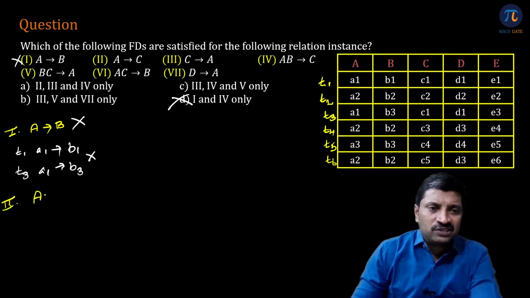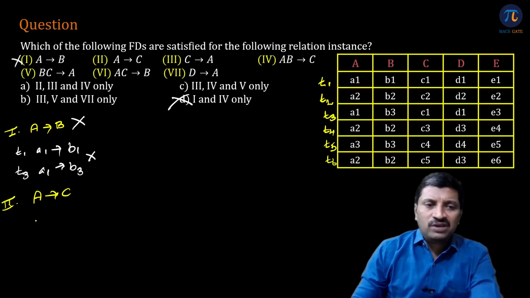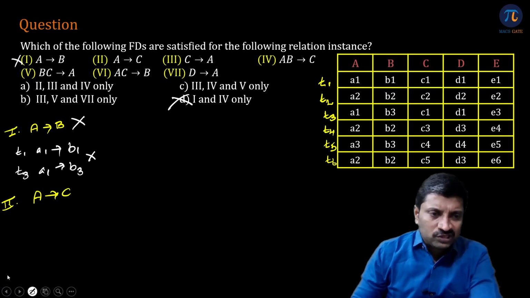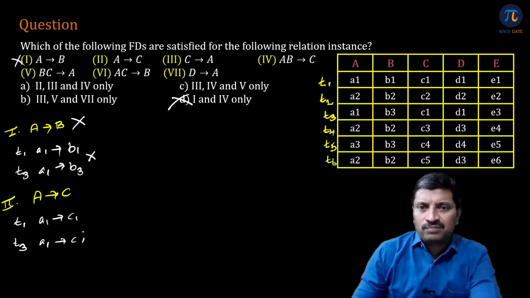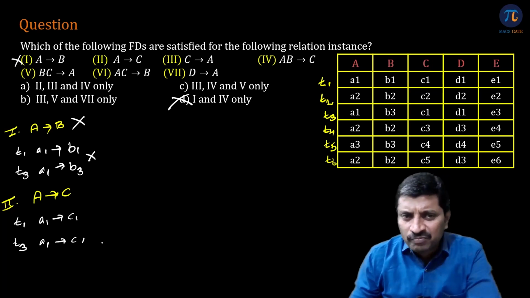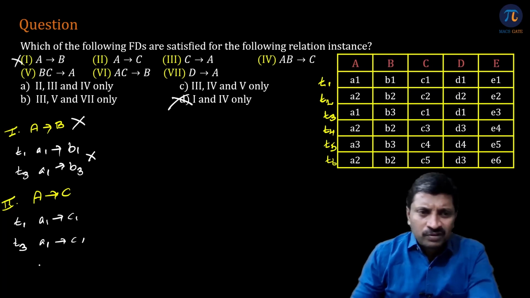The functional dependency is A goes to C. What about A goes to C, sir? I think for A, T1 comma T3, these two are having same values. What about C values, sir? C1 comma C1. Now any more two tuples, sir, for A goes to C?